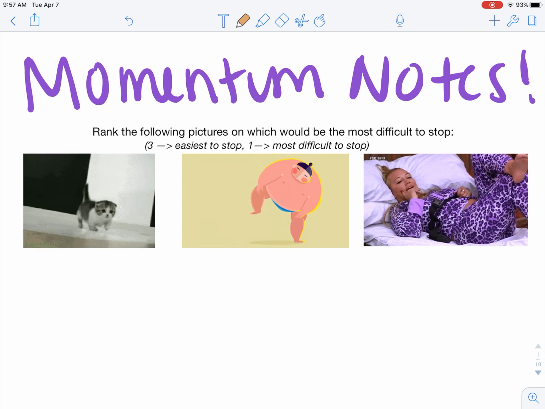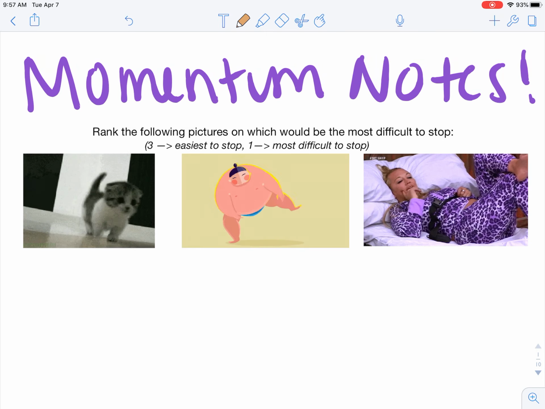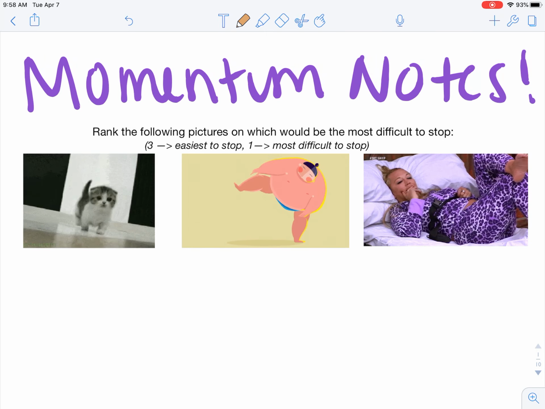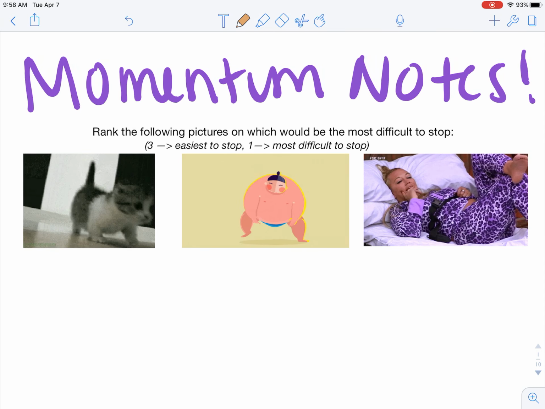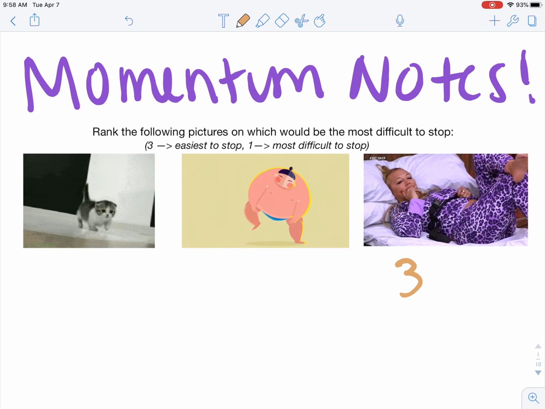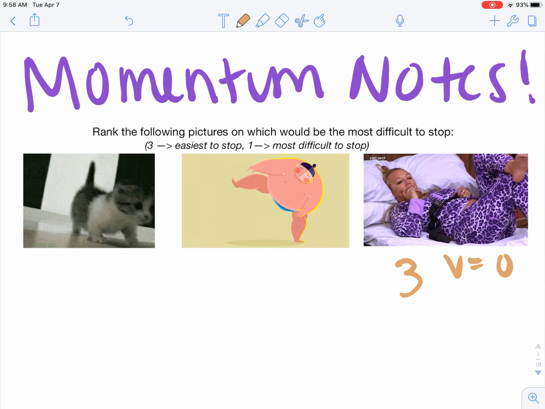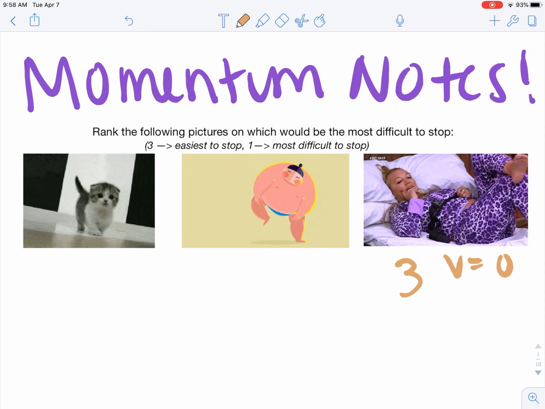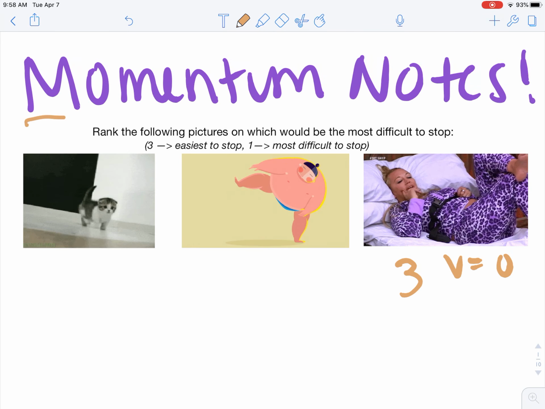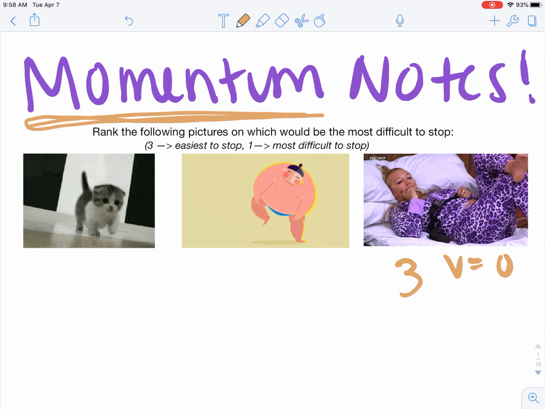Which of these objects would be the hardest to bring to a stop, the most difficult to stop? Go ahead and pick out the easiest one first. I would think the easiest one to stop would be this person over here. They are not moving, so it would be easiest to bring them to a stop because they're already stopped. A lot of you probably would also think that this person doesn't have any momentum because a lot of you think in the back of your minds that momentum has to deal with a moving object. And you're right, it does. So this person has no momentum.